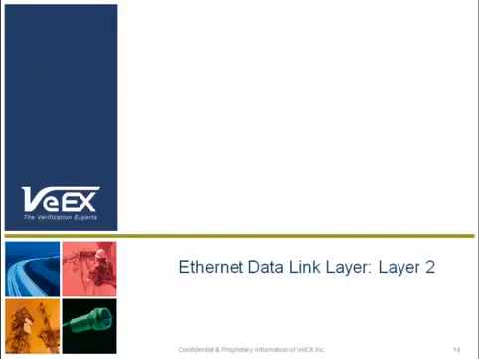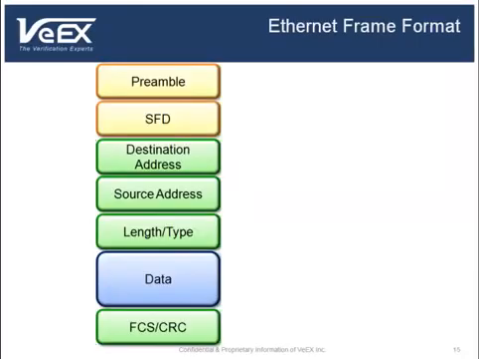We will now look at the Ethernet data link layer, which is the second layer. This chart shows the Ethernet frame format, which represents how the bits sent on layer 1 are formatted. The preamble is a 7-byte sequence that tells the receiver to get ready for a frame. It is an alternating string of ones and zeros ending in a 0 bit.